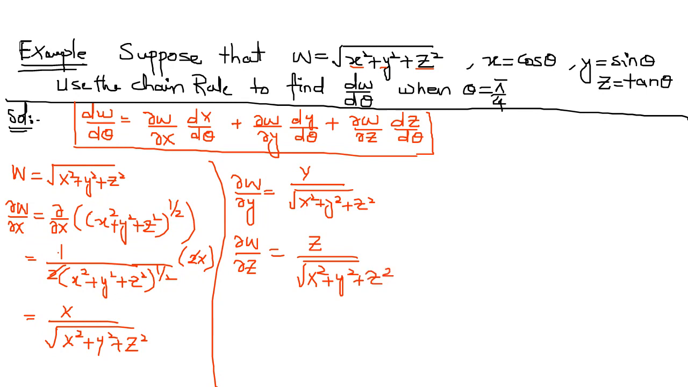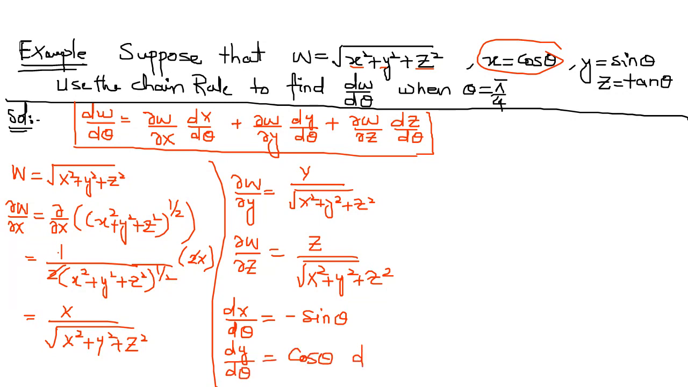Okay, now we need to find the derivative of x with respect to theta. x is cosine of theta. What is the derivative of cosine? That is minus sine. What is the derivative of sine? That will be cosine. And what is the derivative of tangent of theta? That will be secant square theta. Okay, so substitute all these values in the formula. What will you get?